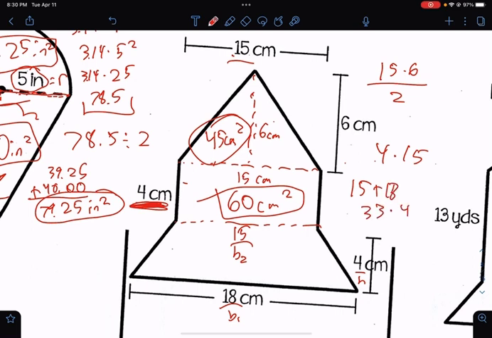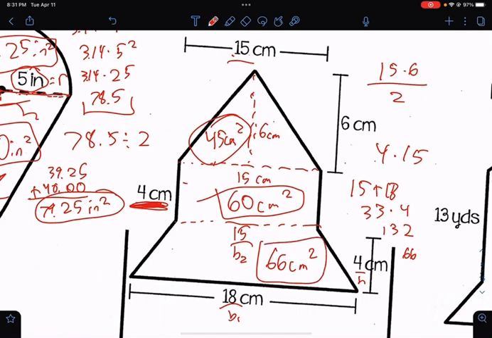I'm going to take it times 4. When I take it times 4, I'm going to get 132, and then I'm going to divide that by 2. And I end up getting 66. So I get 66 centimeters squared.